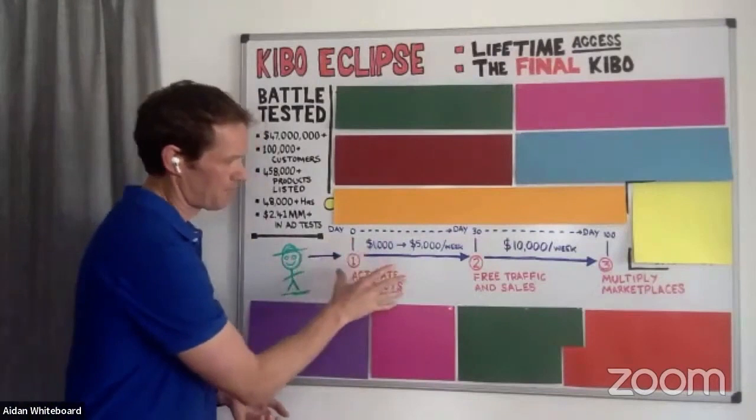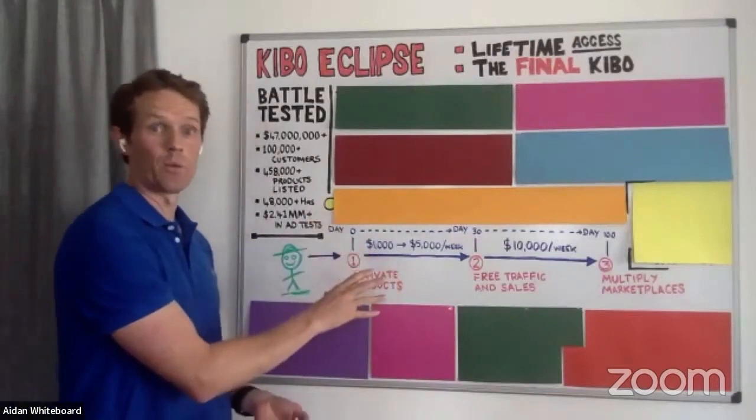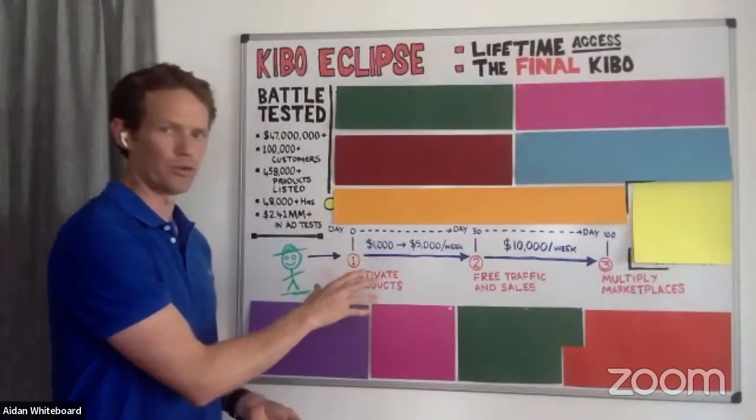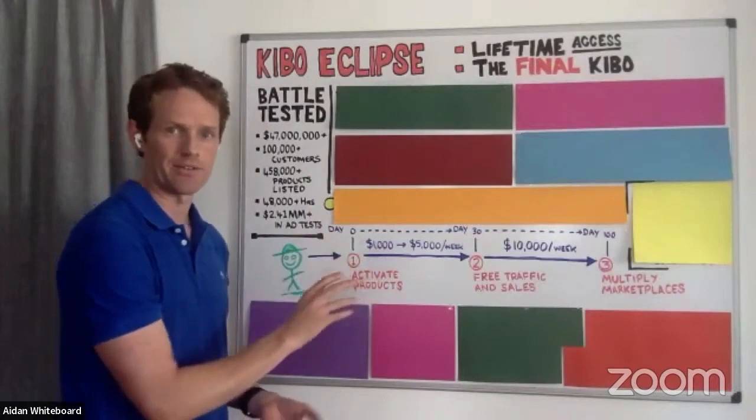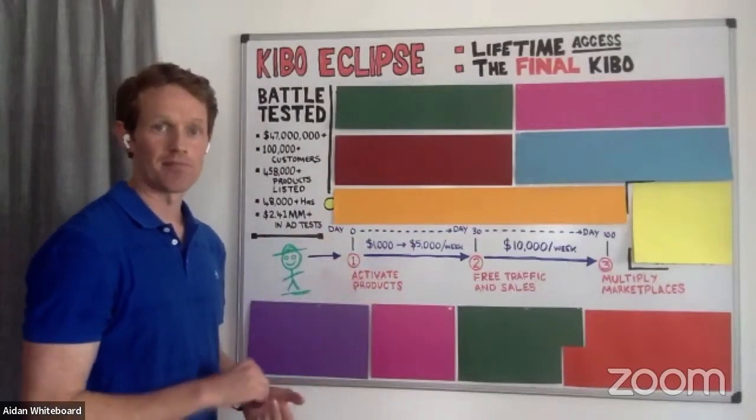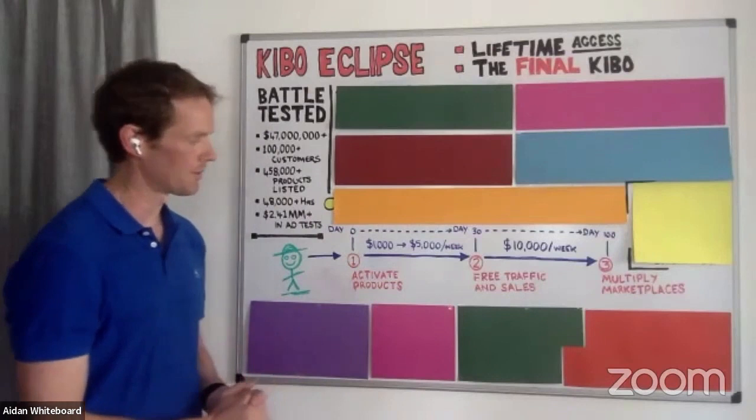So you're going to activate your products first, and you can do that at the push of a button. We can get our products into our stores in literally 7 seconds from this amazing product finder called Oracle that we'll talk a little bit about.